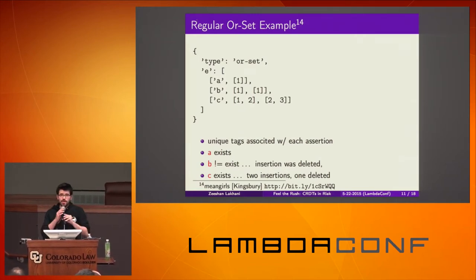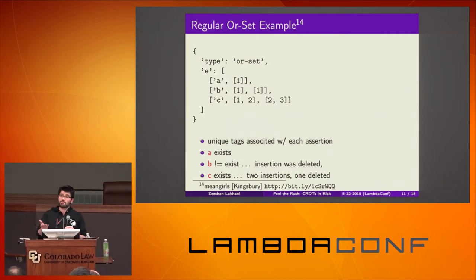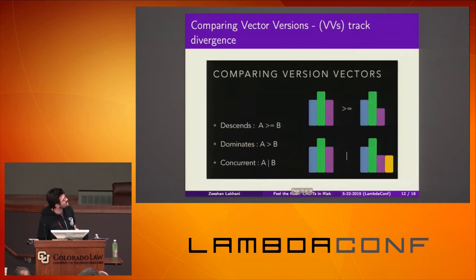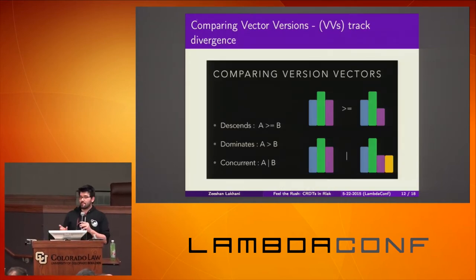It's from a client library by Kyle Kingsbury called Meangirls. But we're showing in Riak, we actually implemented this on the server end. The one I'm going to talk about to fix this Amazon problem is called the OR SWOT, the optimized version of that set, the observed-remove set. The way we do the merge, when we think about least upper bounds, we're talking about version vectors.